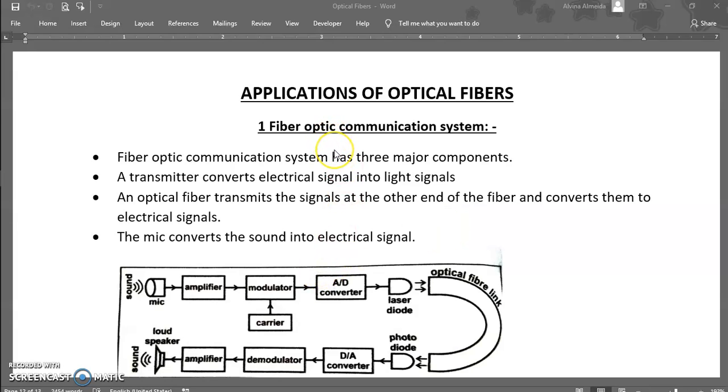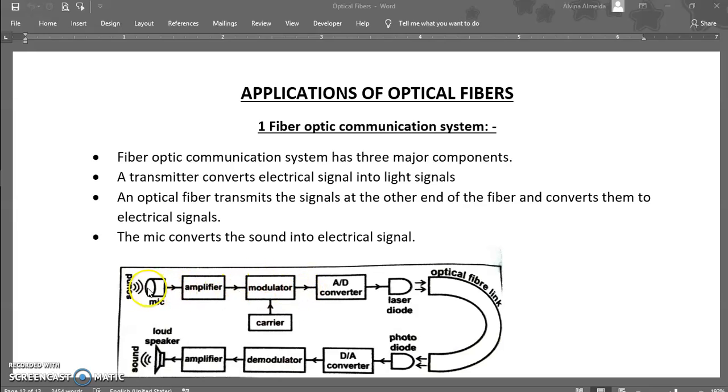Now we'll see the applications of optical fibers. Optical fiber communication system. The optical fiber communication system has three major components. One is the transmitter, the optical fiber link, and the receiver.